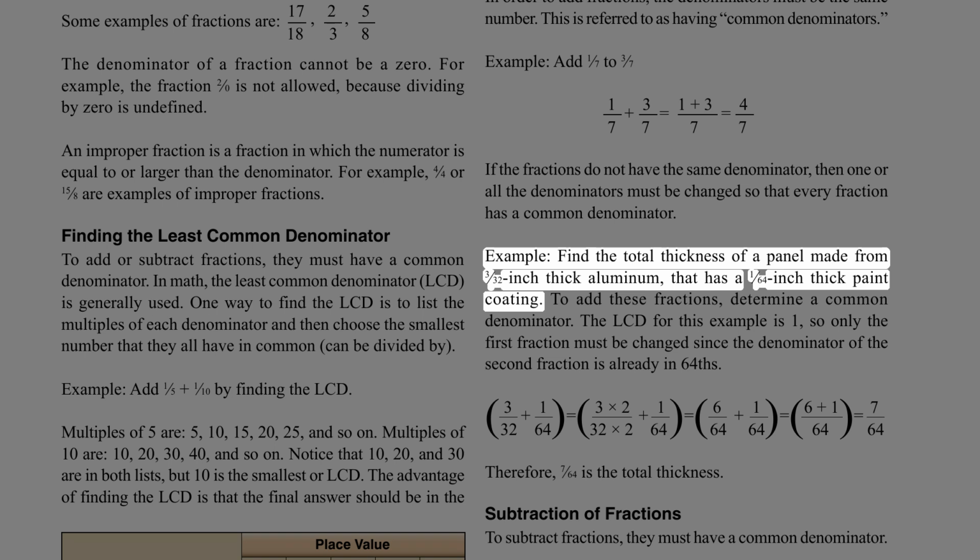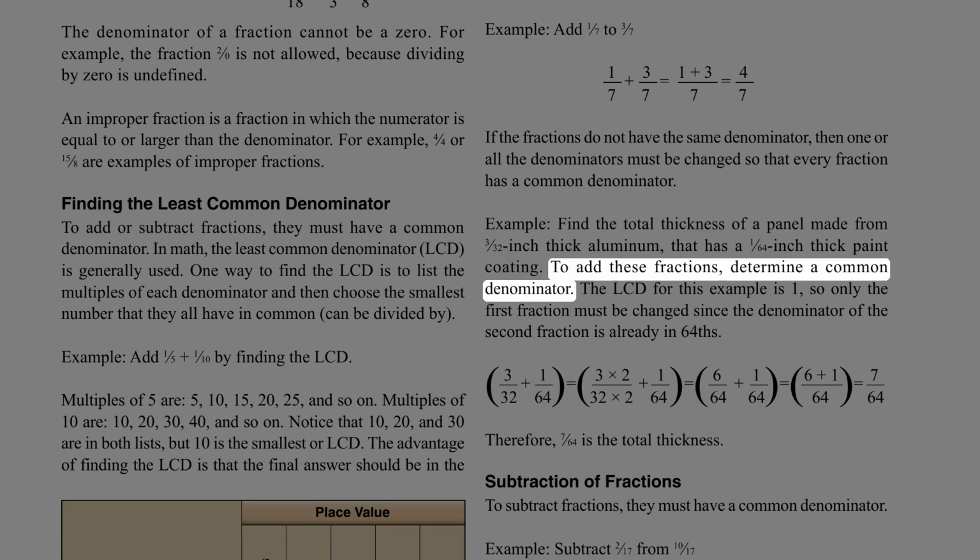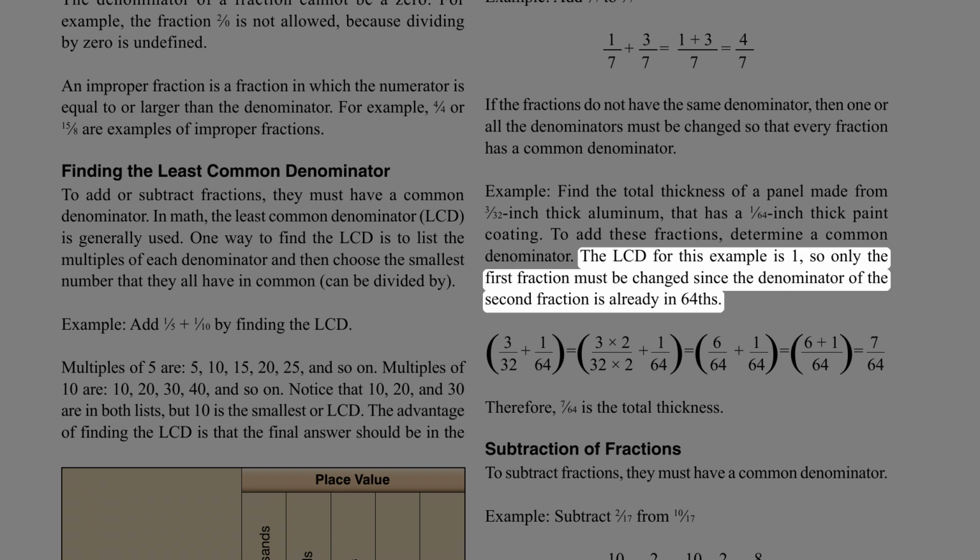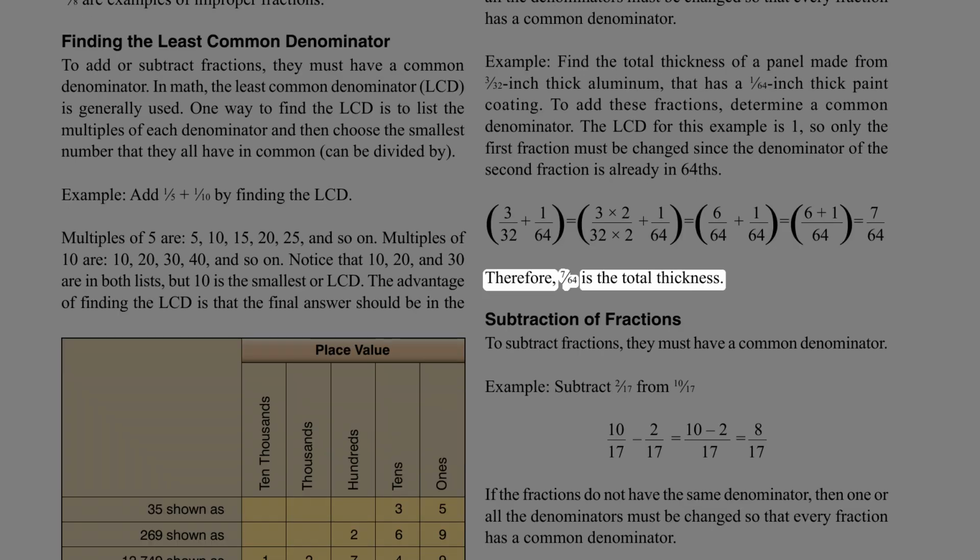Example: find the total thickness of a panel made from 3/32 inch thick aluminum that has a 1/64 inch thick paint coating. To add these fractions, determine a common denominator. The LCD for this example is 64, so only the first fraction must be changed since the denominator of the second fraction is already in 64ths. Therefore, 7/64 is the total thickness.